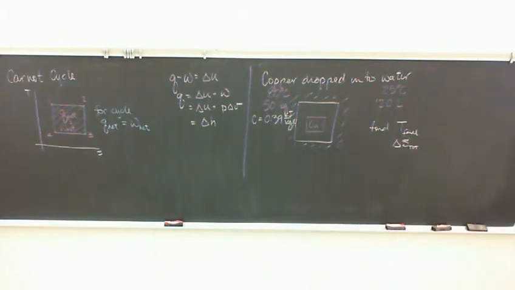Tank's insulated, so one of the things you're going to want to use is the fact that whatever heat the copper loses, the water gains. So that's one of your working equations there. Shouldn't involve entropy on that one, we can do that one just with the specific heats and the temperatures. Then, of course, the last part of it, mainly the entropy changes.